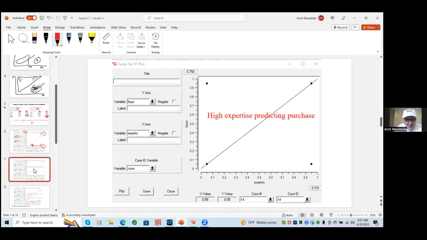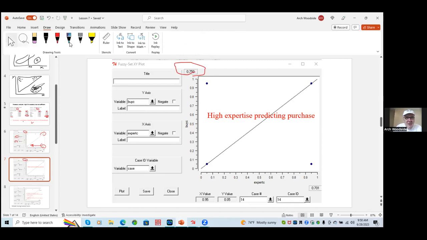And here we look at buy and expertise, where it's 0.75, which is a much better consistency level, but it still doesn't reach the benchmark of 0.80. And you typically would not have the space in a paper to report all your XY plots in your necessary analysis. So typically you put it in terms of one table.